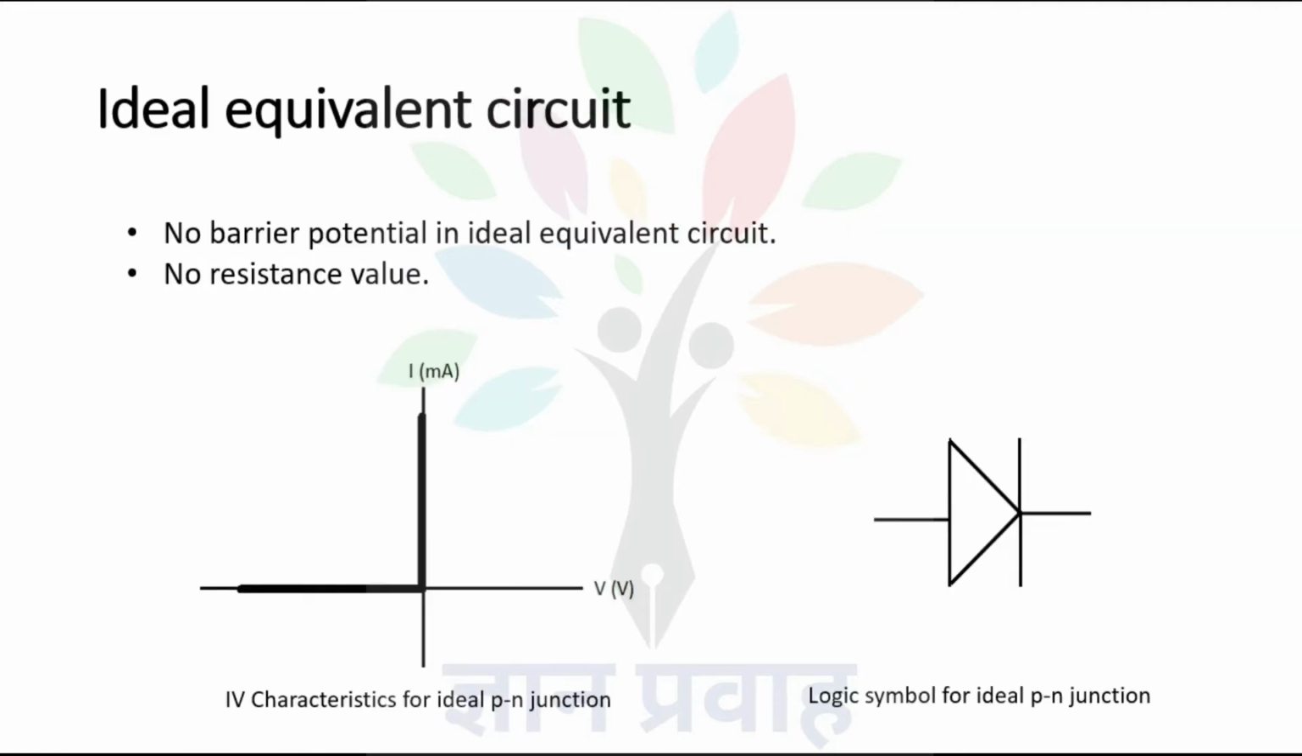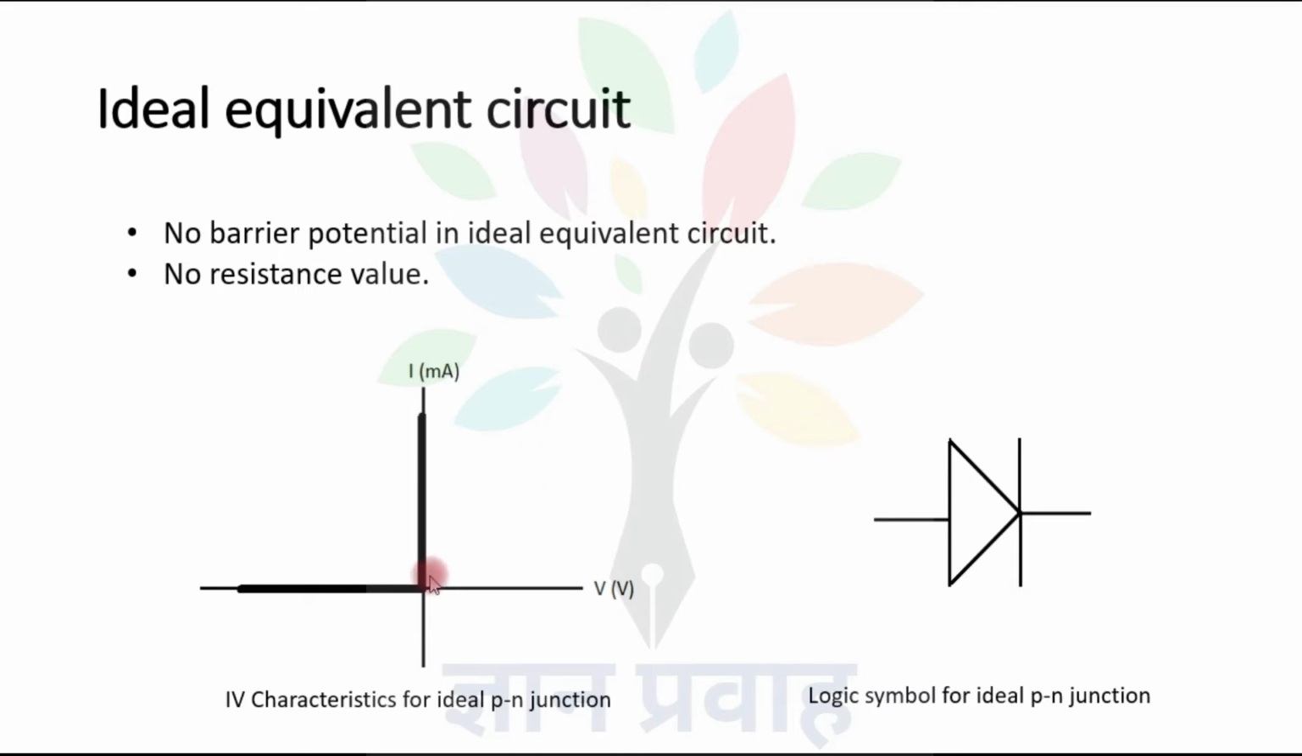Ideal equivalent circuit. In case of ideal p-n junction, ideal equivalent circuit, there is no barrier potential and no resistance value is available in a p-n junction diode. It means when we apply an external voltage across the p-n junction diode, then after just application of this external voltage, current conduction is there for the forward bias region of p-n junction diode. So this one is the on state of p-n junction diode. When external voltage is in reverse bias, then ideally there is no current conduction.